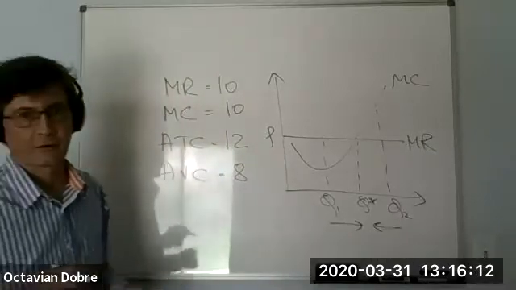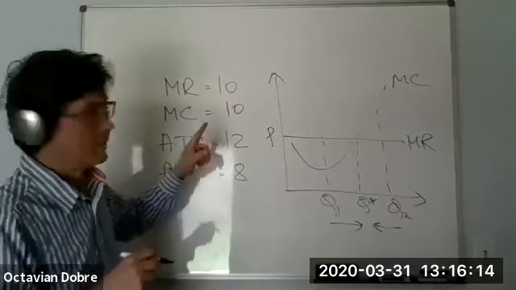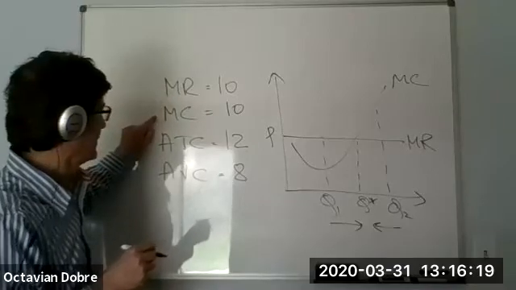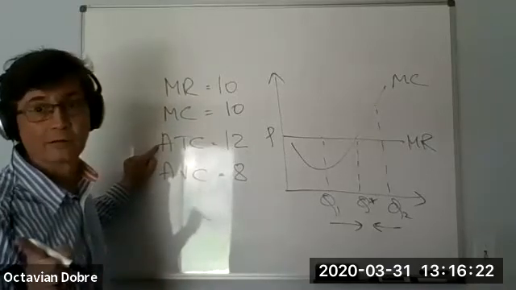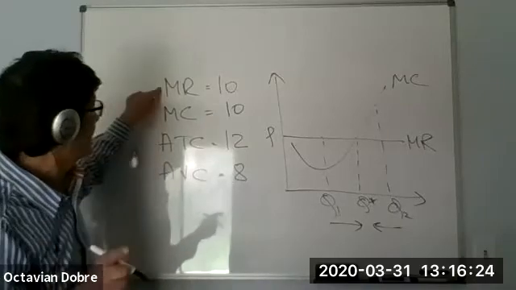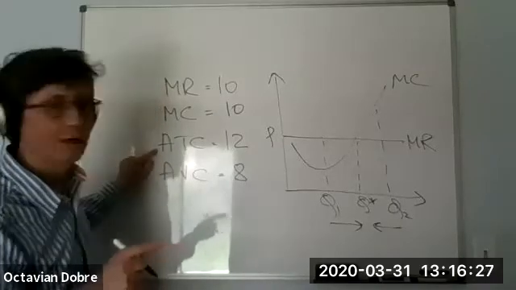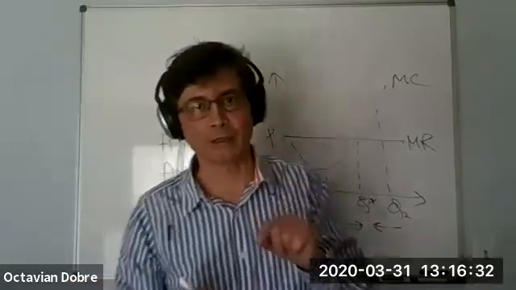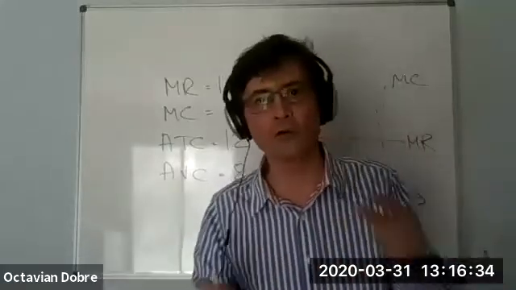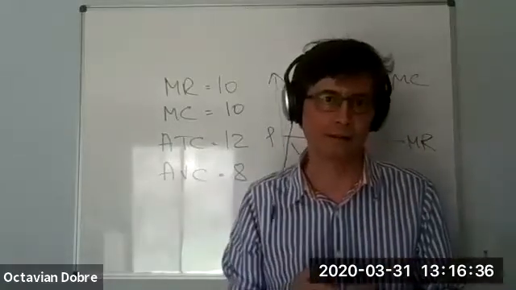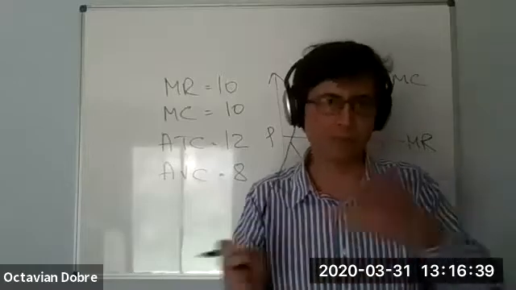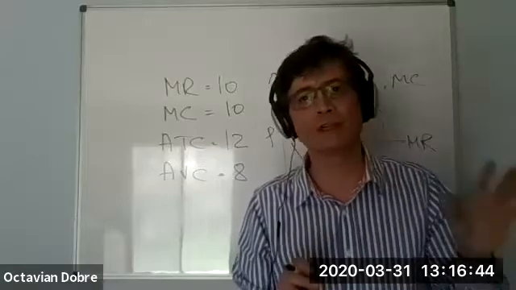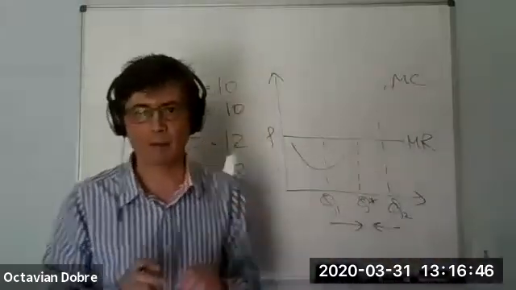Okay, let's take a look at this one. Marginal revenue 10, marginal cost 10, average total cost is 12. So I'm selling each unit for 10, but each unit costs me an average of 12. I'm losing $2 per unit. I don't know how much the total loss is because I don't know what the Q star is. We would have to multiply the loss per unit times the number of units. But I'm losing $2 per unit. So this is negative economic profit.